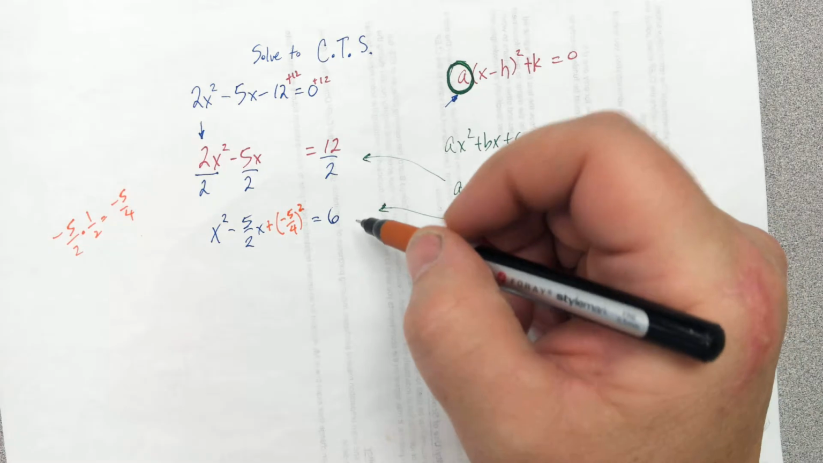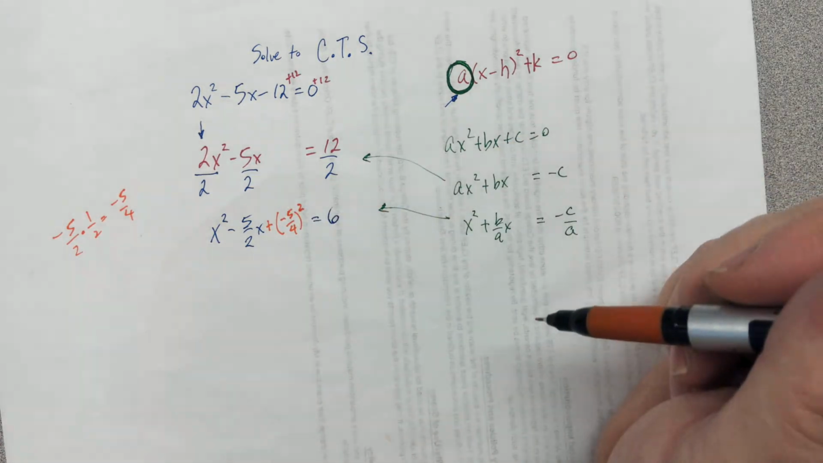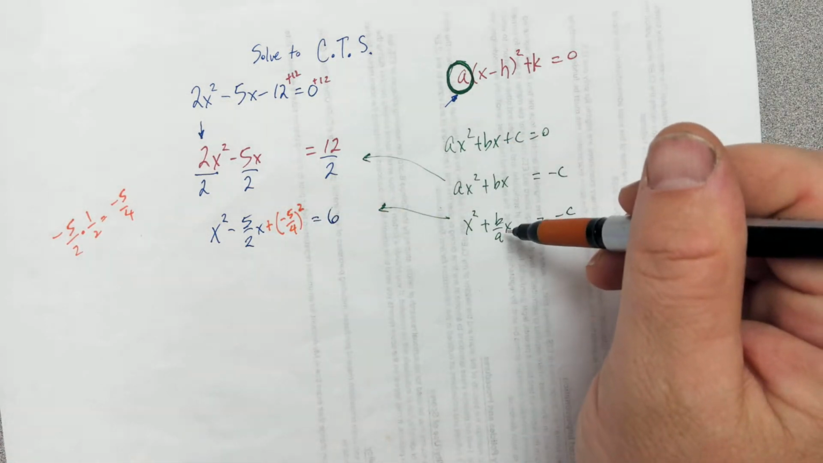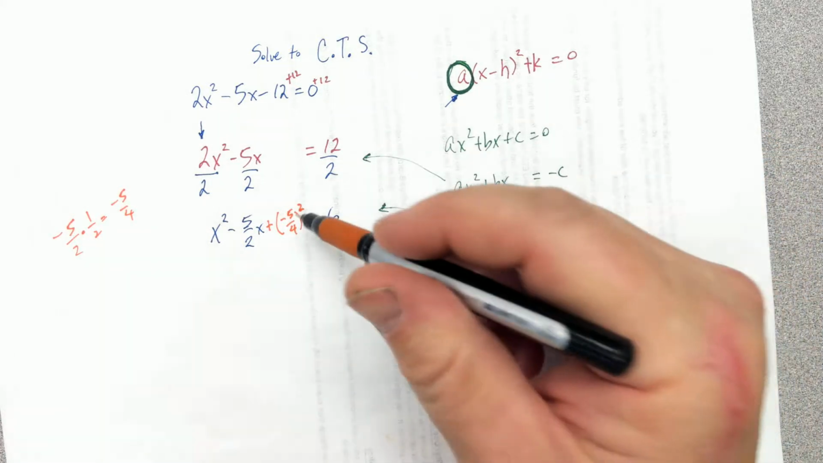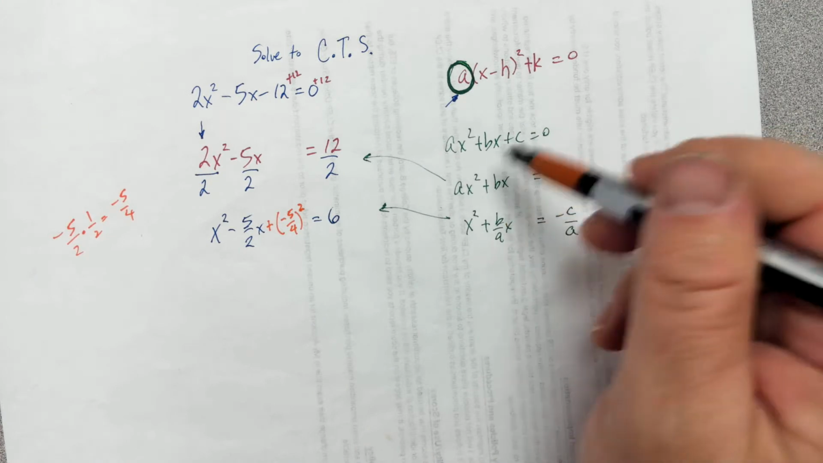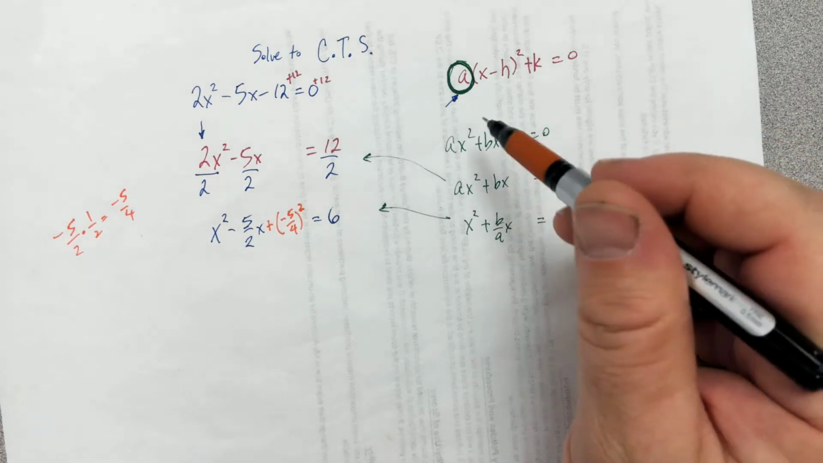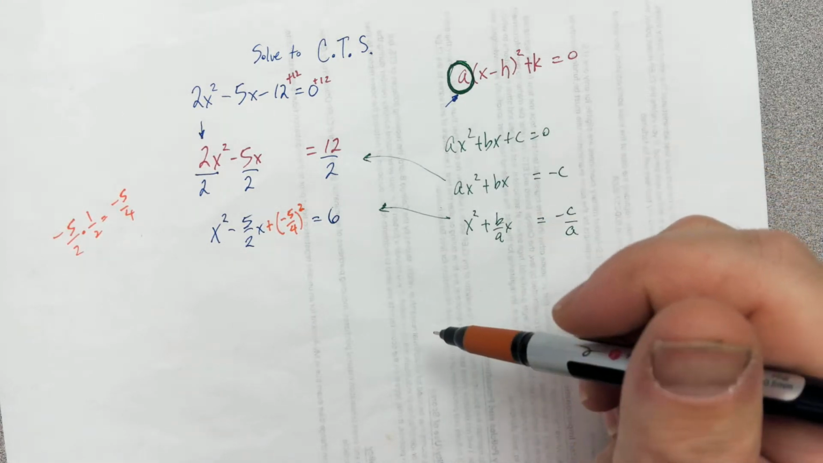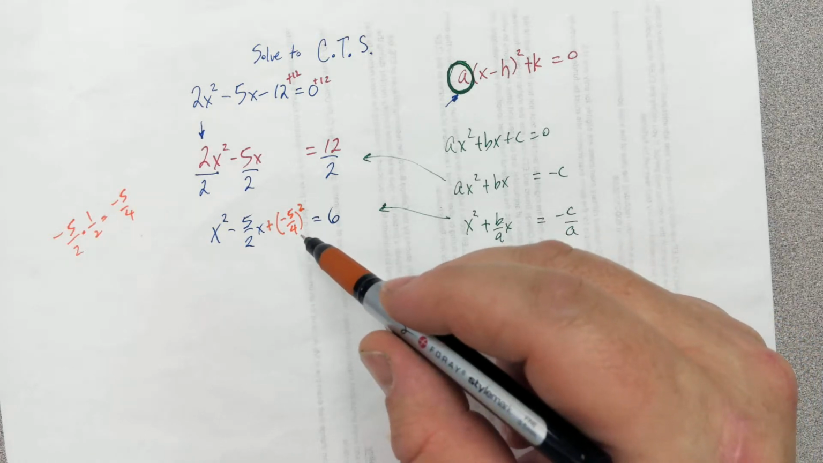So it's b over a. On the left side, we put x squared plus b over a x equals. Don't worry about this yet on the right. It'll be there, but I want to make sure you don't get confused about where these numbers come from.